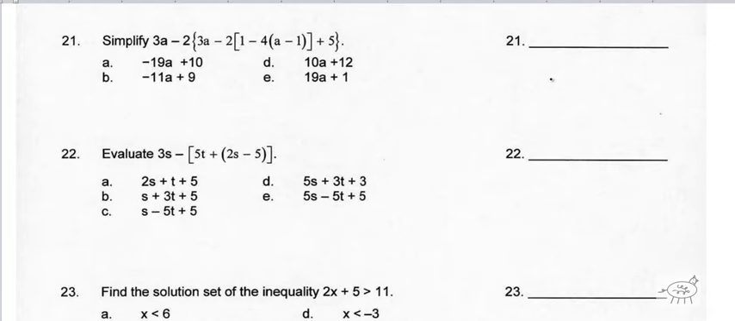Okay, 21. Again, lots of parentheses. What I did, to make this a little bit easier, instead of having a zillion A's in there, was plug a value in for A.